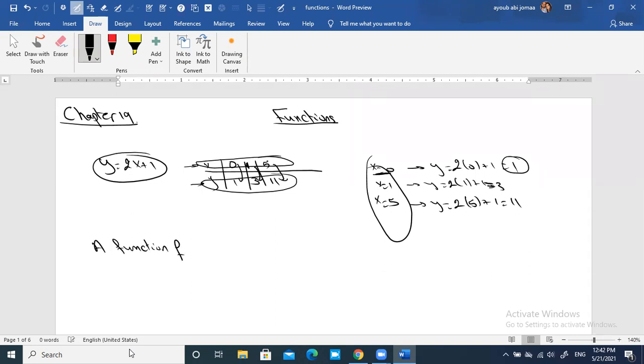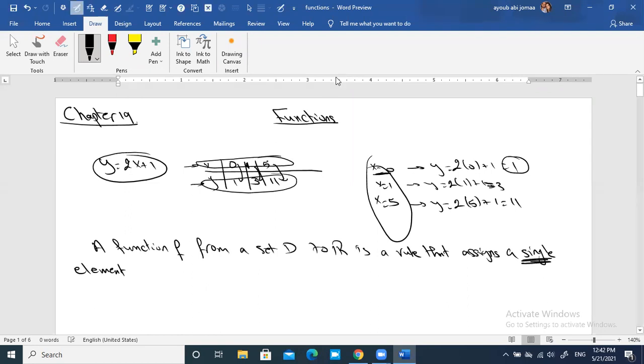In general, a function f from a set D to the set of real numbers R is a rule that assigns a single element of R to each element of D. That means each element of this set D is related to exactly, as underlined here, a single element, only one element.